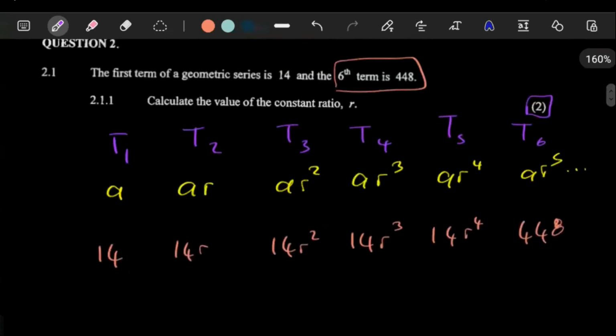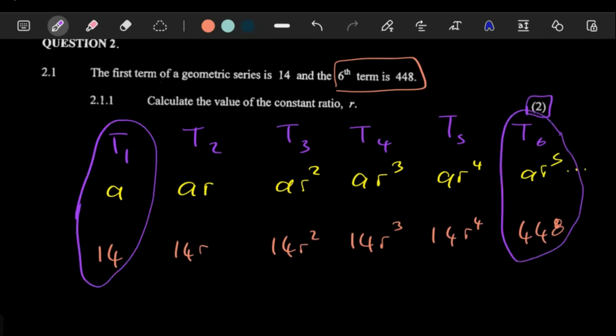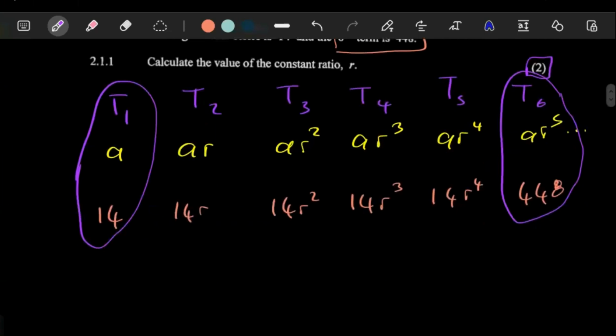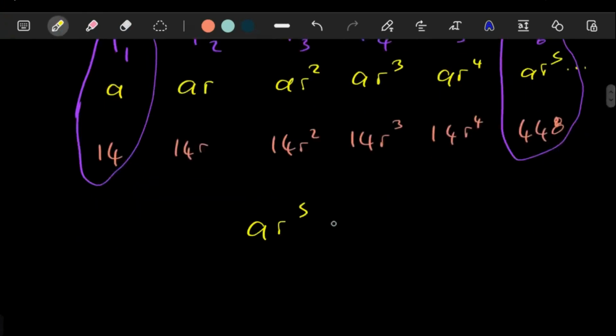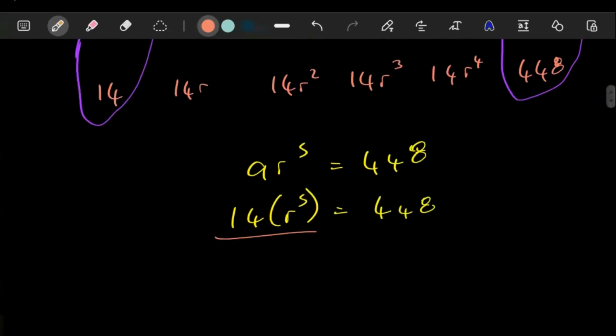Carrying on from here, what we already know is that T1 is given, T6 is given, and we're supposed to work out R. In this situation, you can just use this scenario here. You know that AR to the power of 5 is equal to 448. The A you have is 14. So you can just work out R from here. Divide both sides by 14. What do you get? 448 divided by 14 is 32.